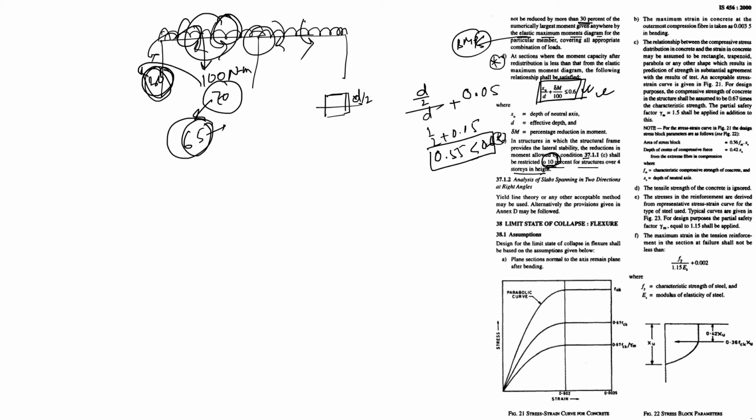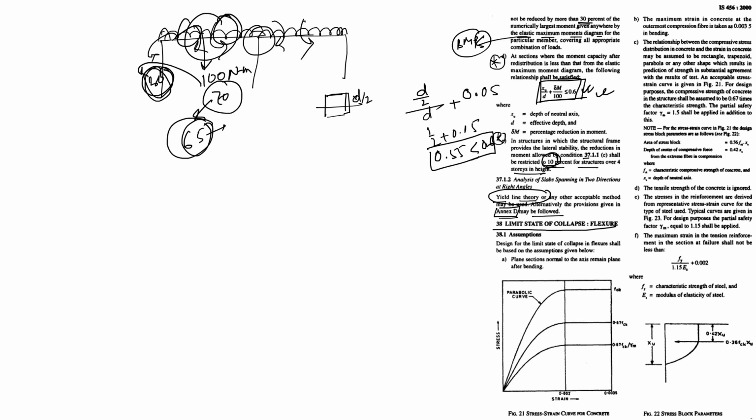Analysis of slab spanning in two directions at right angles. Yield line theory or any other acceptable method may be used. Alternatively, the provisions given in Annex D may be followed. Either we go for the yield line theory for analysis of the slab, otherwise we go through Annex D. In the next video I will talk about the limit state of collapse in flexure.